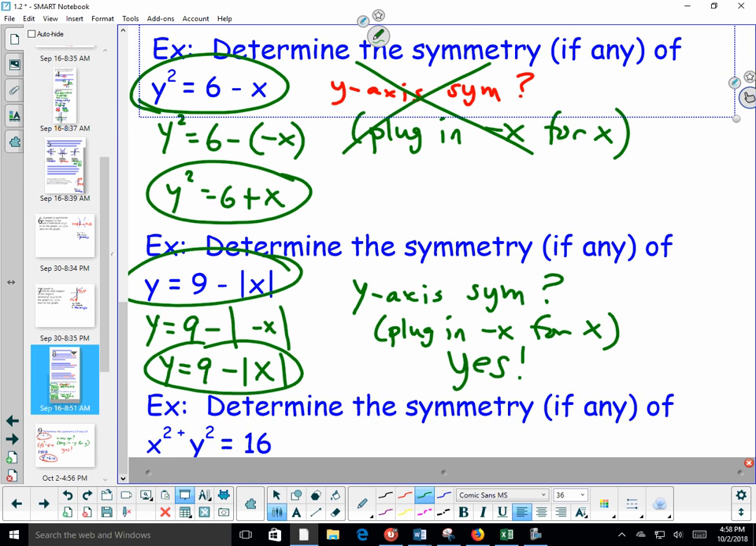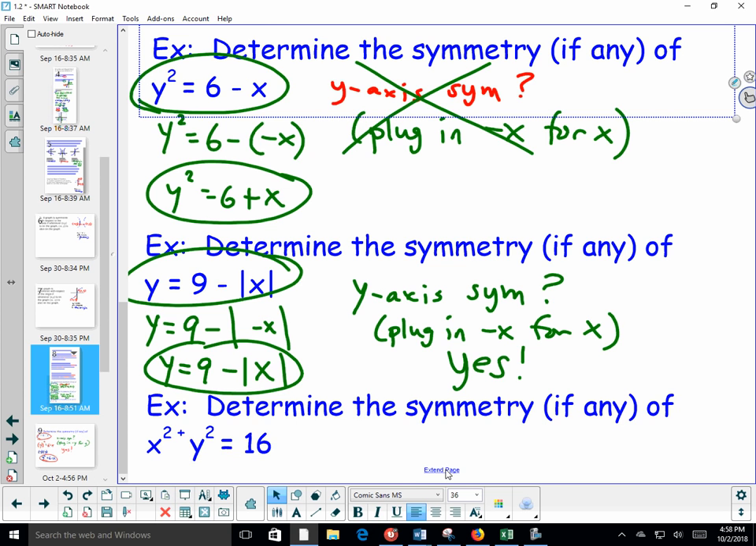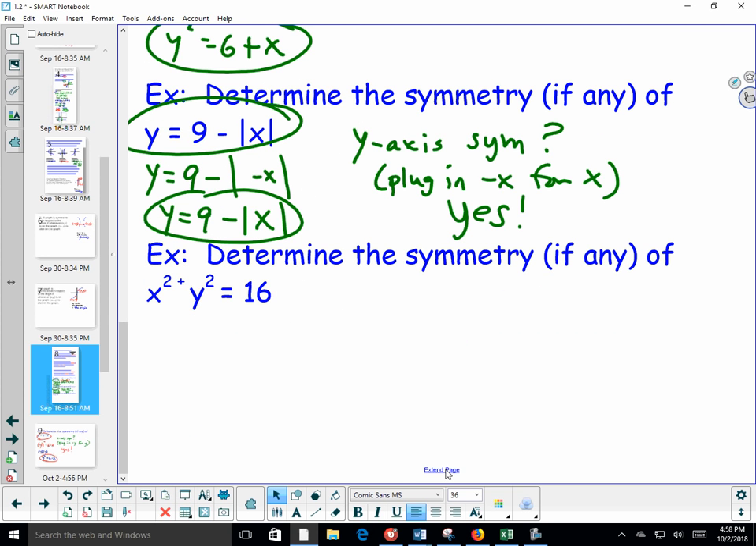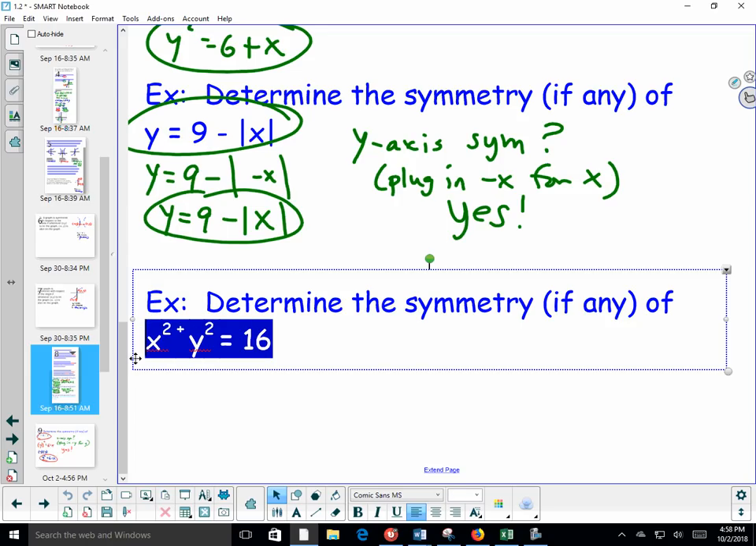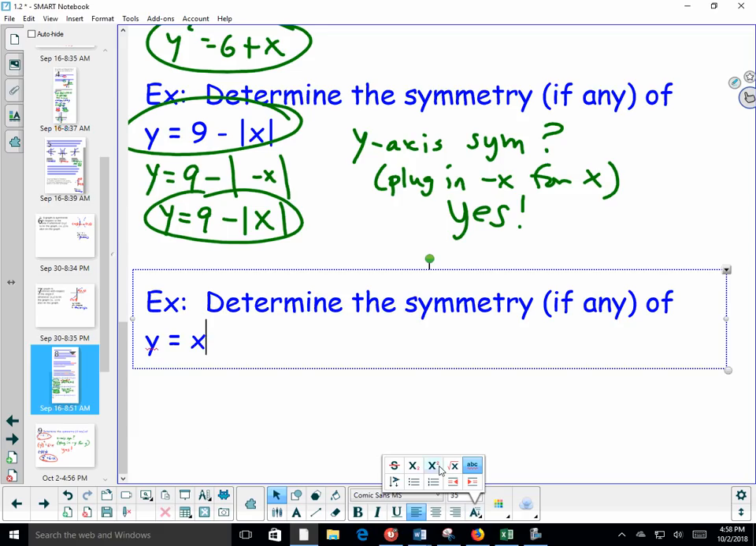All right, and let's see, I got one more example. This is kind of an interesting example, and you know what, I think I'm going to change my mind on this one. I think I would like to make this y equals, let's do y equals x cubed. I'm just doing this on the fly here, x cubed.